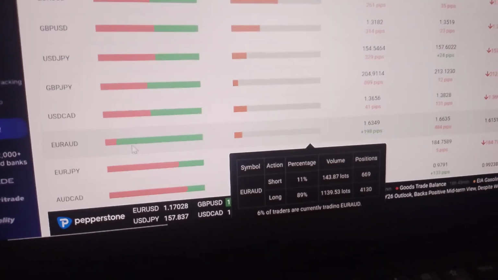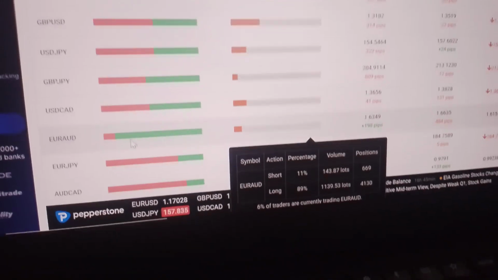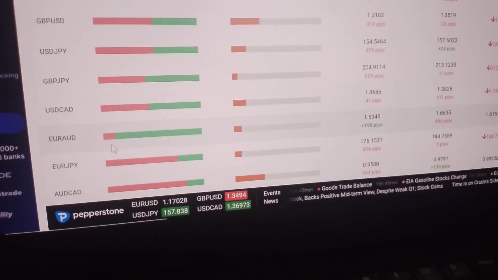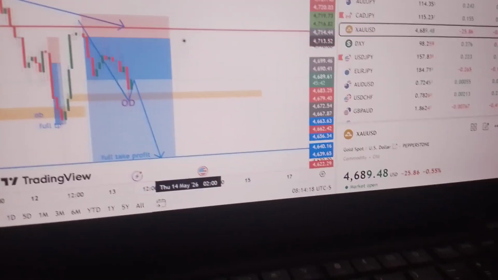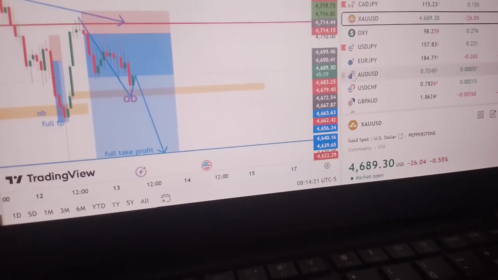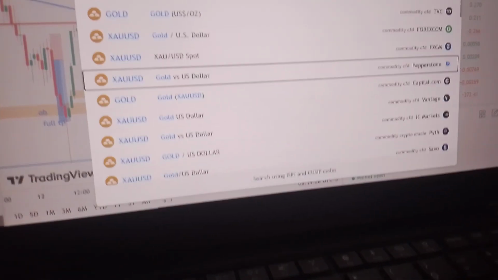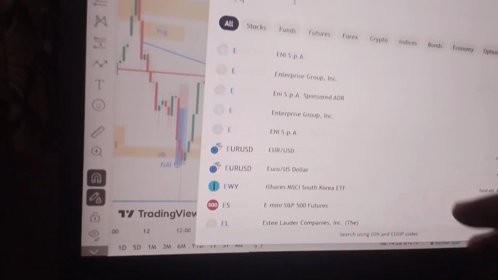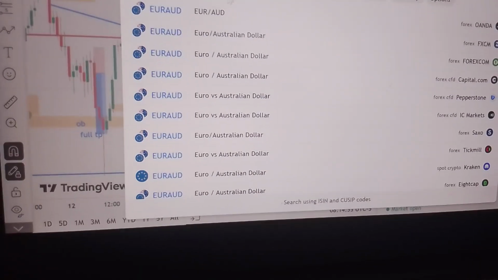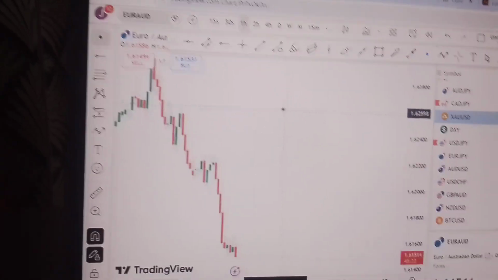Like this one, EUR/AUD, Euro versus Australian dollar. Short, we have 11%. Long, we have 89%. So if you take this, you just go short. Let us see what the market is currently doing on EUR/AUD. The market must be going short. The market must be going down. Can you see? I have not even analyzed, just from checking the sentiment.